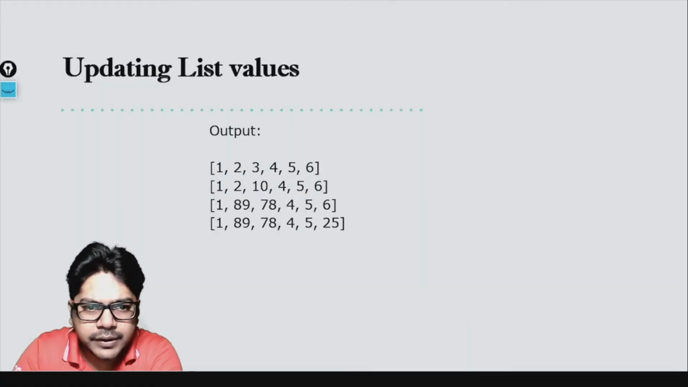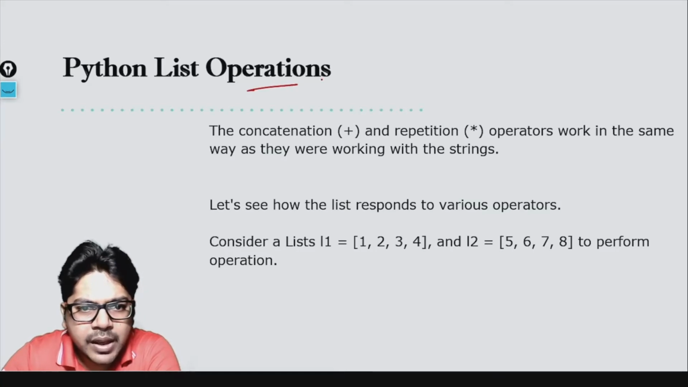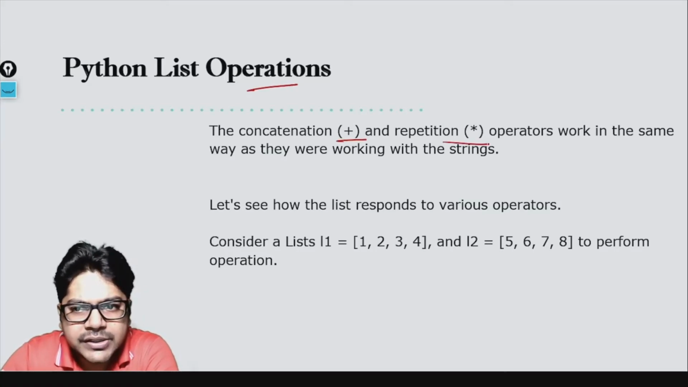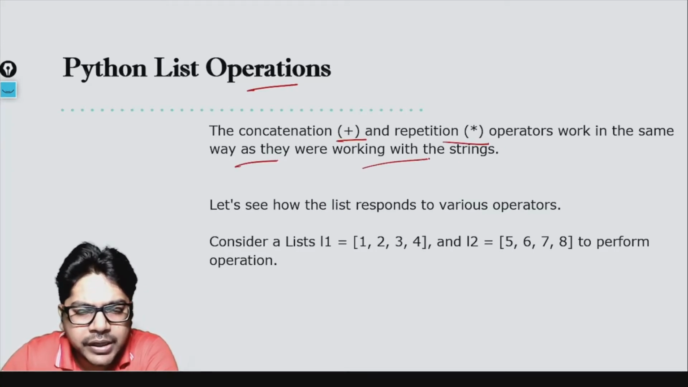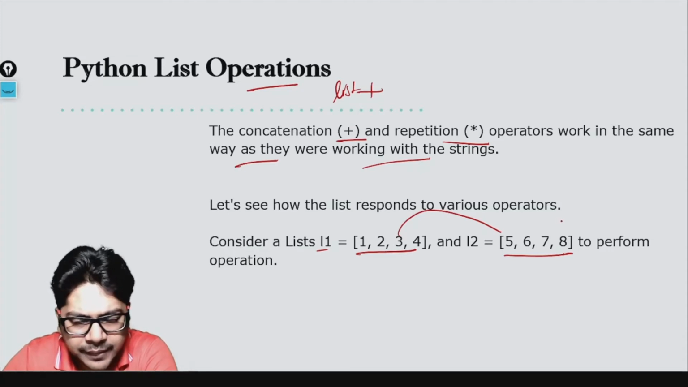So now proceeding further, let's talk about Python list operations. The concatenation and the repetition operators work in the same way as they were working with a string. So if you add list1 plus list2, the two lists will get added. Like you have L1 equal to 1 2 3 4, L2 equal to 5 6 7 8, and if you try to add, the new list will become 1 2 3 4 5 6 7 8.